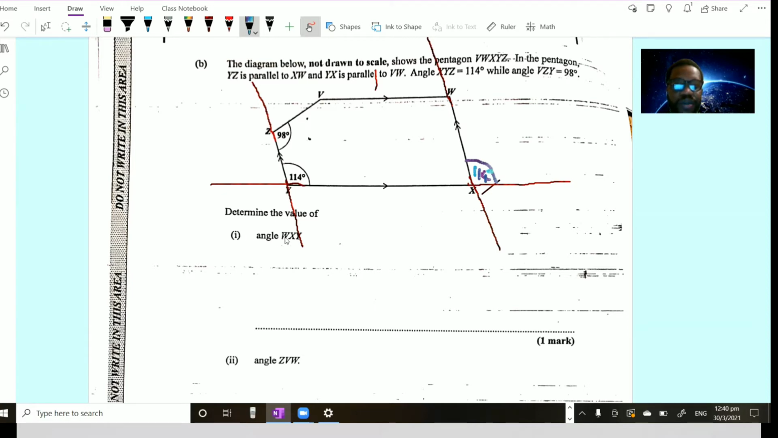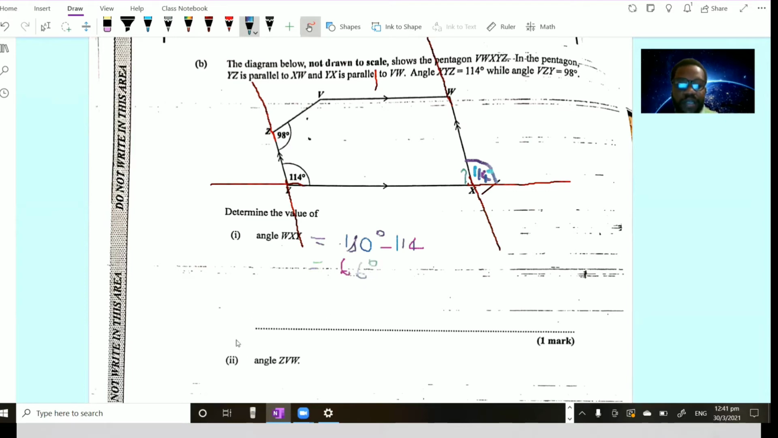Now, in terms of finding WXY, so WXY. This is the angle here that I'm interested in. Now, of course, angles on a straight line measure 180 degrees. So this would be equal to 180 degrees minus 114 degrees. All right? So that simply boils down to 66 degrees, as you can see, right?